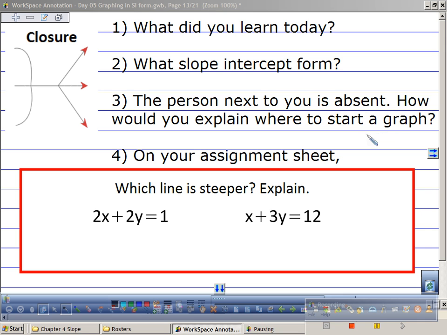How would you explain where to start on a graph? How about Smisi? How would you explain where to start on a graph? That's a y-intercept. Good. On your assignment sheet, which line is steeper? And explain. Solve for y and explain to me which one is steeper.